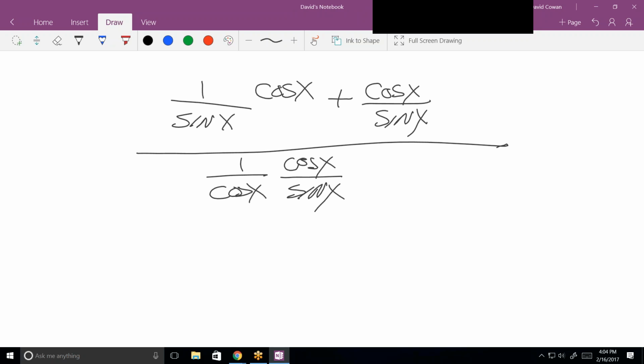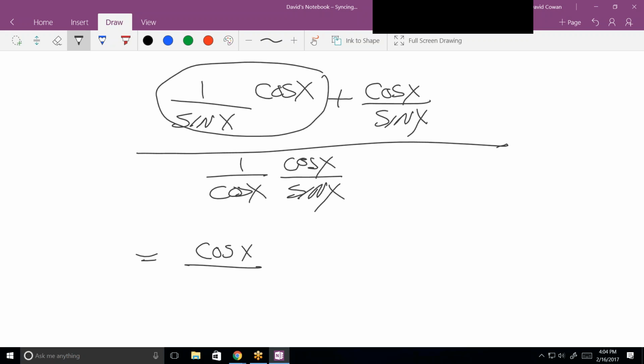Okay, and what does this come down to? 1 over sine of x times... combine those. Oh, okay. So cosine of x over sine of x. Yeah, and I don't really want to write that cotangent because the secret here is to turn everything into sines and cosines. If I turn that into cotangent, I'm just kind of making the problem harder. I'm going to have to eventually turn the cotangent back into cosine over sine.